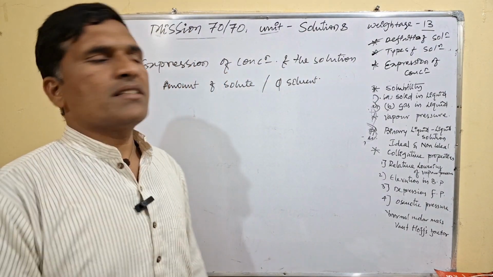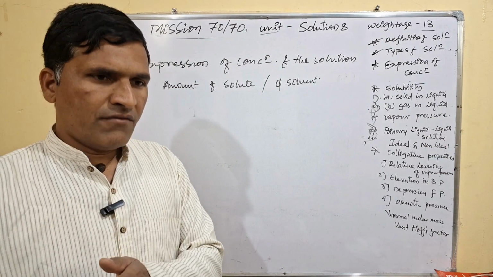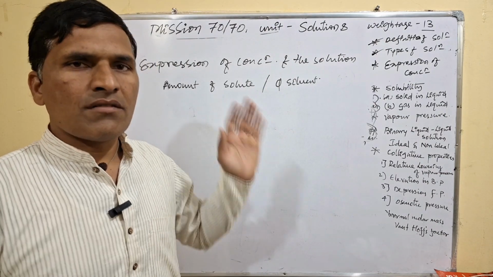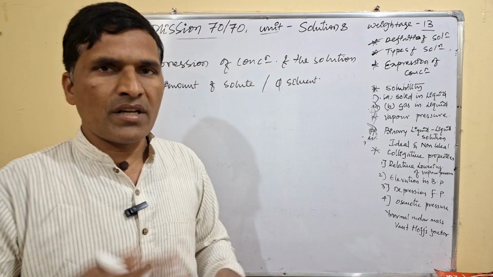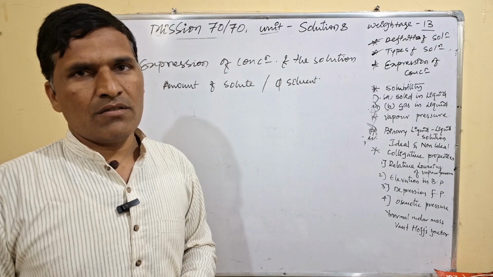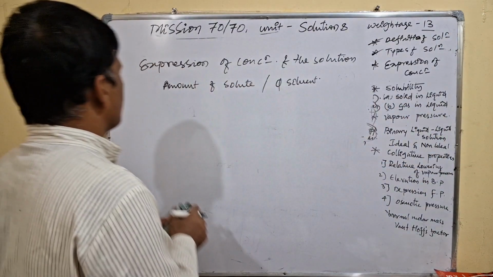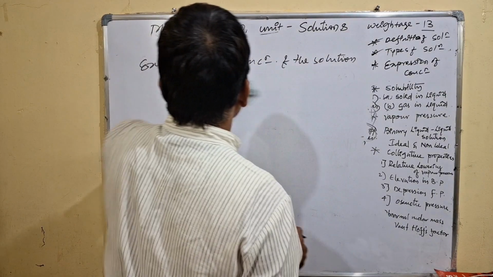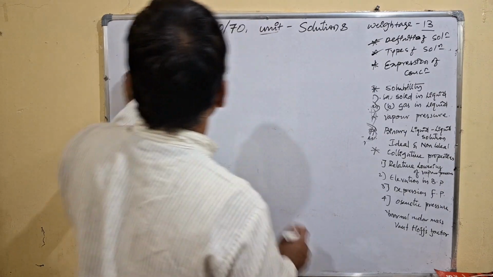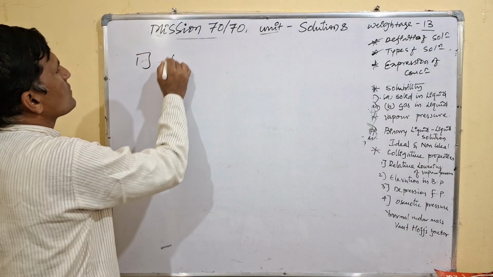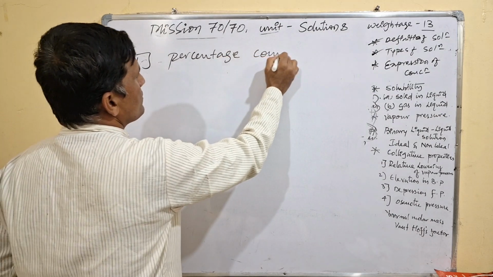There are various ways of expressing the concentration in different fields, and they are used in different ways. It also depends upon the concentration. If it is very dilute, we use a particular unit for the measurement of concentration. So we will see that. The first one is percentage composition.